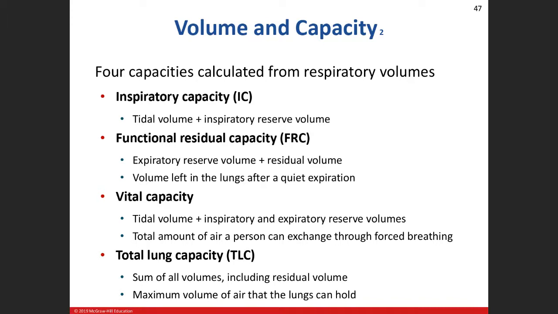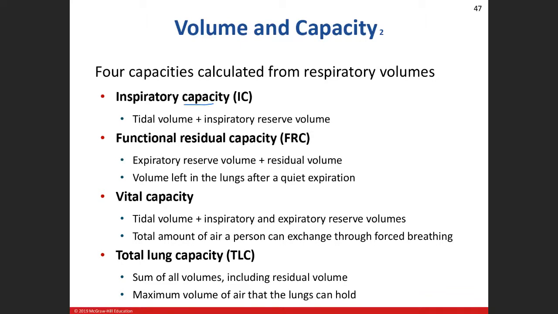But anyways, okay. So we did the volumes. We talked about the four volumes. Now we're going to talk about the capacities. Basically, capacities are when we take some calculations from those previous volumes that we just discussed, and they're going to give us these values, or these capacities.